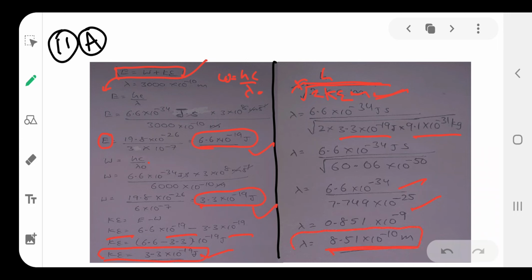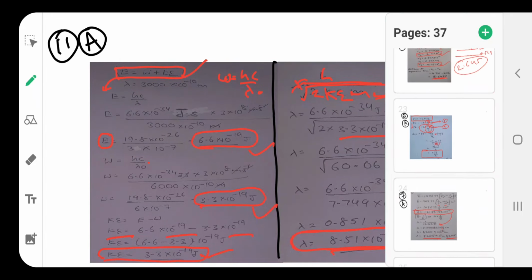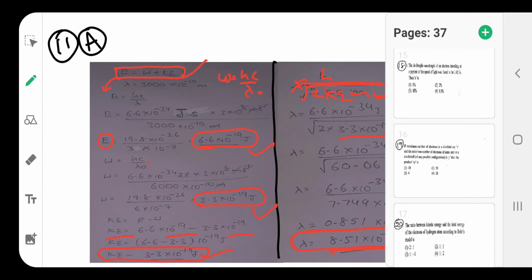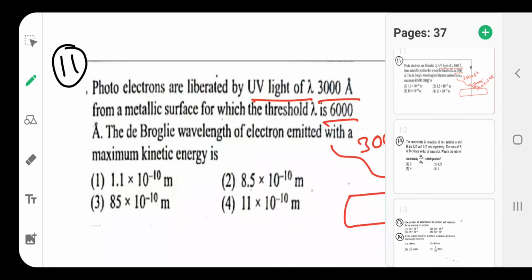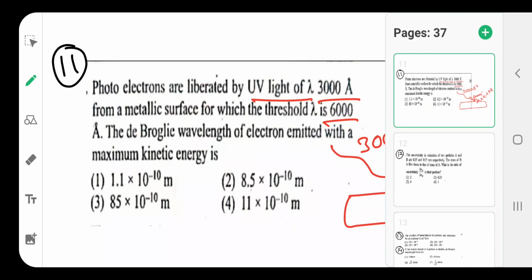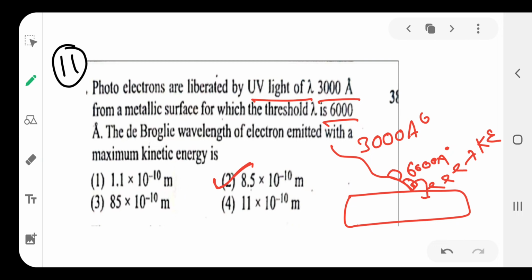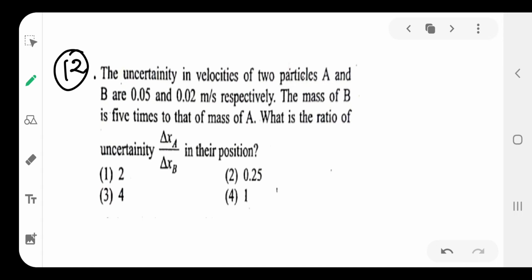That is the kinetic energy wavelength. The emitted electron kinetic energy wavelength is 8.5 into 10 power minus 10 meter. The option is 2.